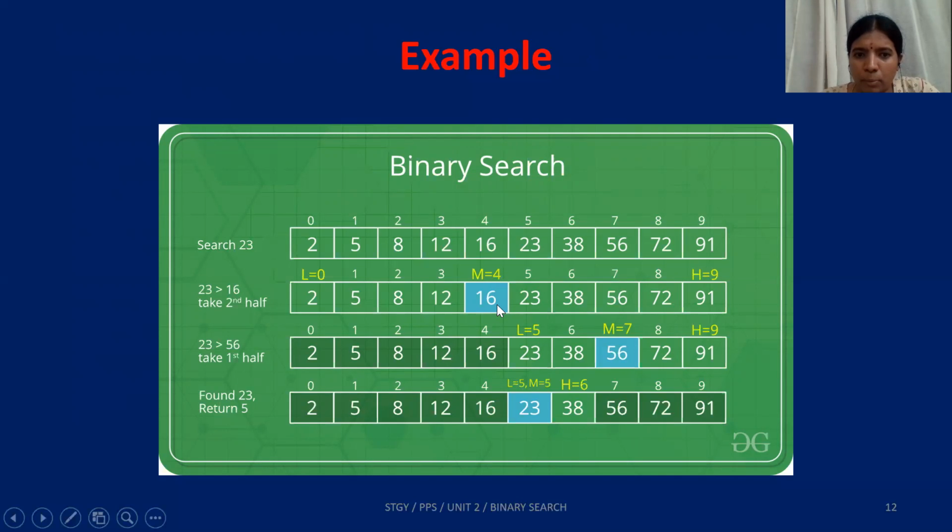So check out the fourth element, 16. The fourth element is 16 and you're searching for 23. 16 is lesser than 23. That means your search element is greater. So greater elements fall in the second half because this is a sorted list.